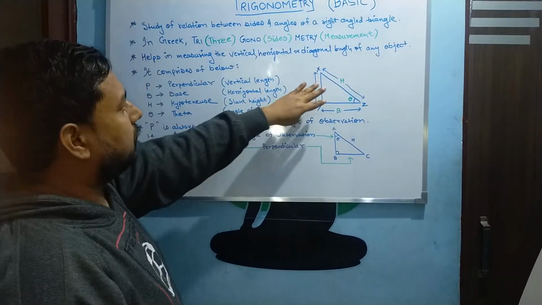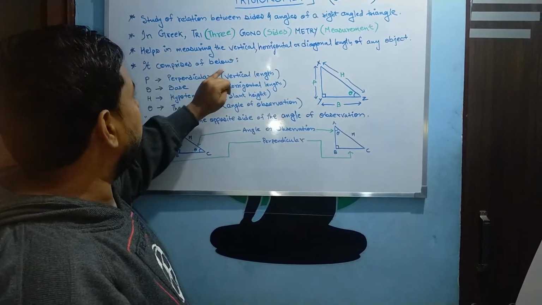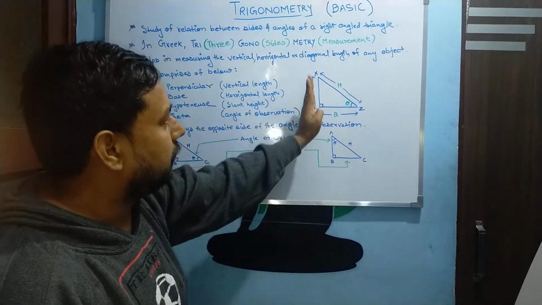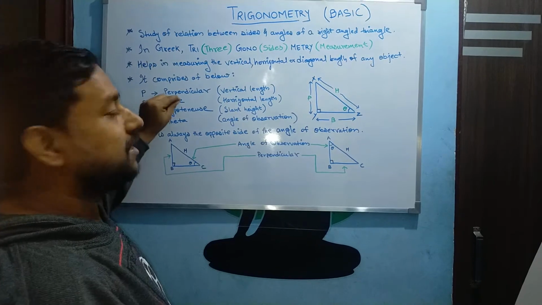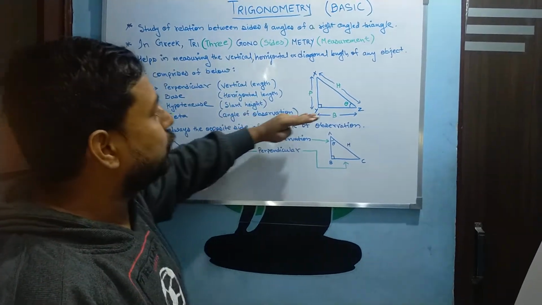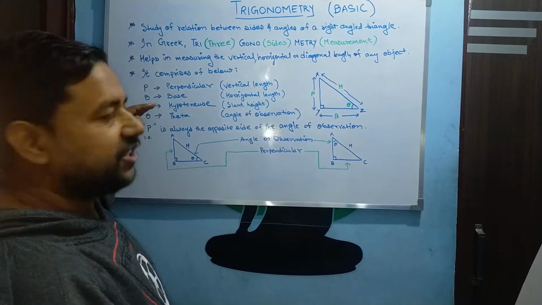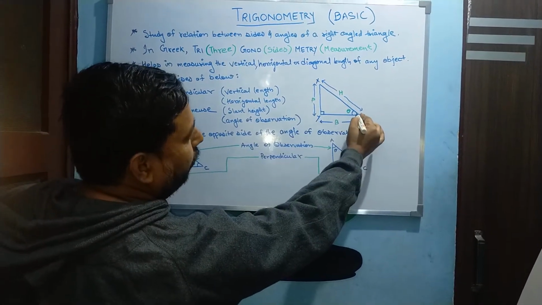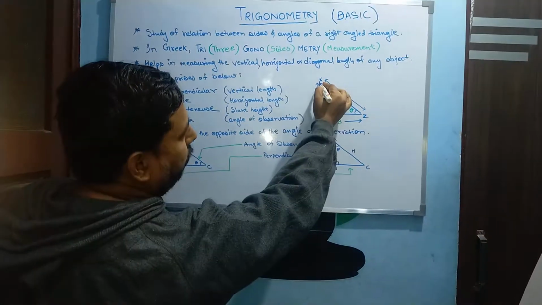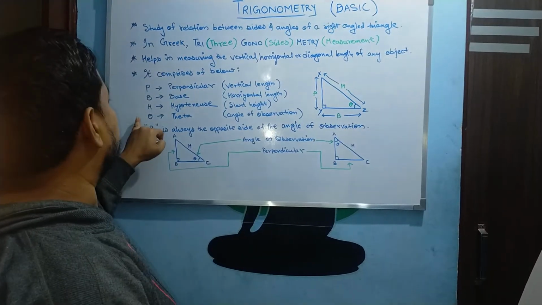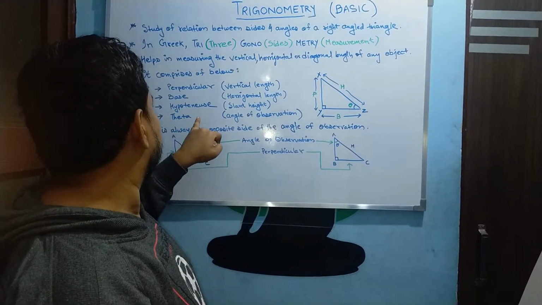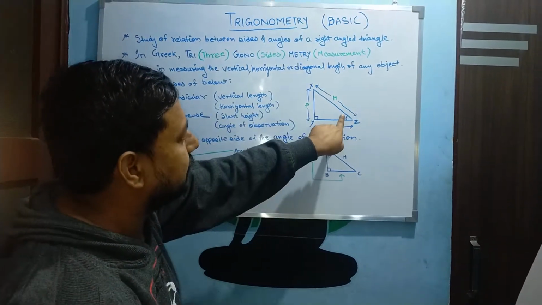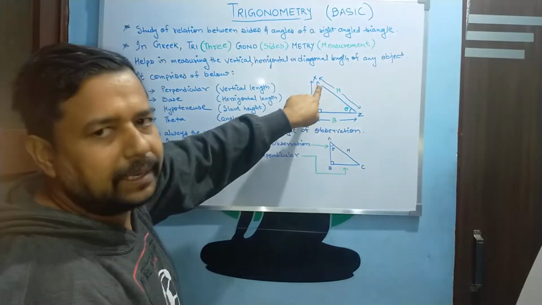So now what it includes, so it comprises of P is perpendicular, means the vertical length. B is base, means the horizontal length. H is hypotenuse, this slant height, means from your angle of observation to the top point of this height. And the fourth one is theta. Theta is the angle of observation, at what angle you can see this angle or this angle depending on the question.